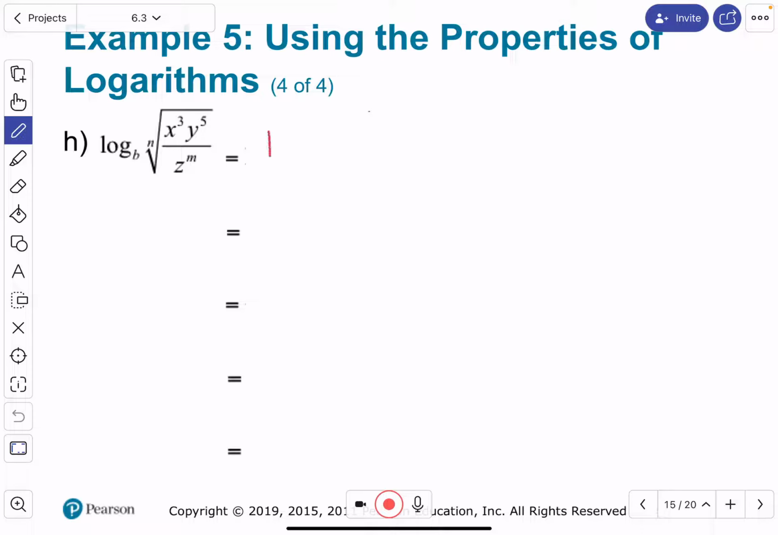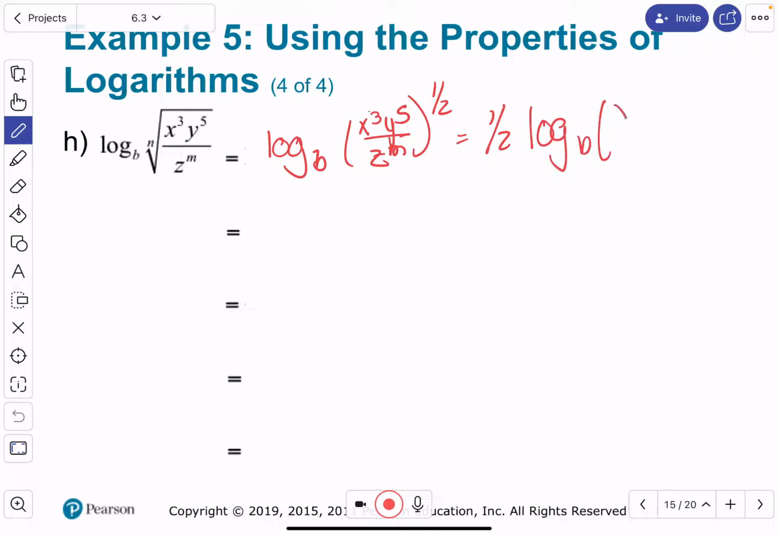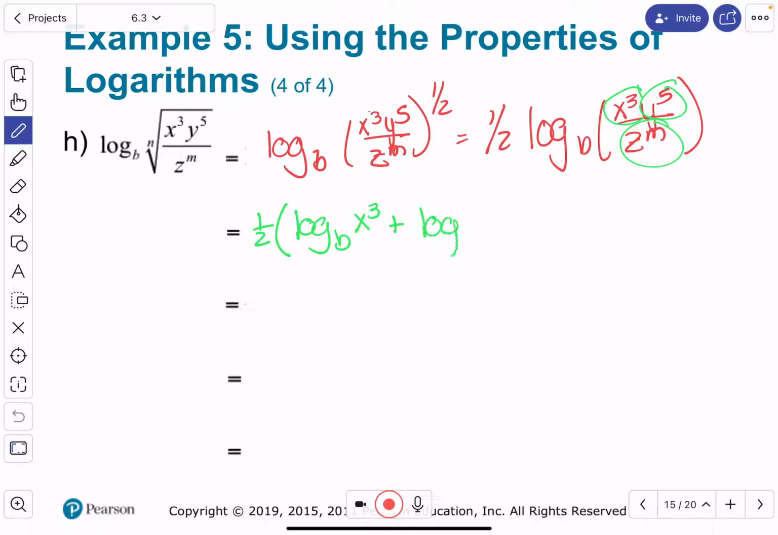So first, I want to do the exponent. So this would be x cubed, y to the 5th, z to the m to the 1/2. So we're going to bring that 1/2 in front and get rid of the exponent in the log. Now we're going to break apart these 3 pieces. So we're going to leave the 1/2 out front and use the product rule for the numerator, and then subtract the denominator.